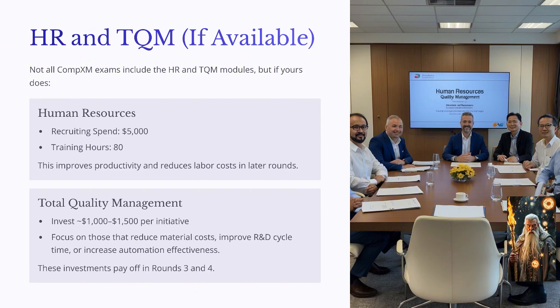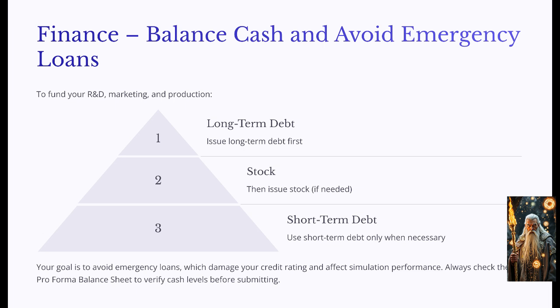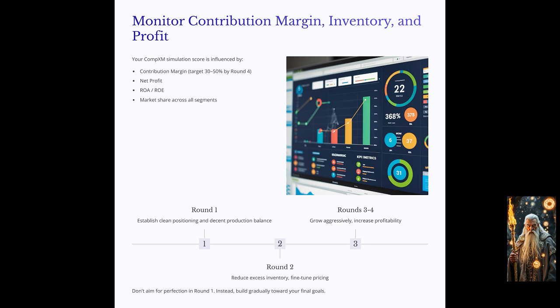Step 7. Finance. Balance cash and avoid emergency loans to fund your R&D, marketing, and production. Issue long-term debt first, then issue stock. If needed, use short-term debt only when necessary. Your goal is to avoid emergency loans, which damage your credit rating and affect simulation performance. Always check the pro forma balance sheet to verify cash levels before submitting.